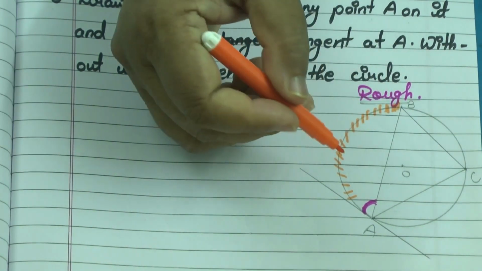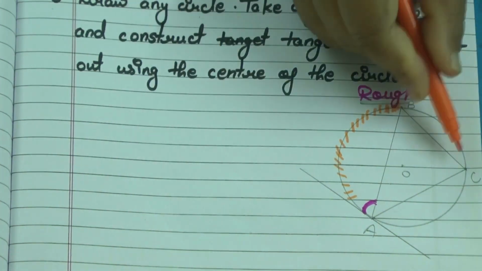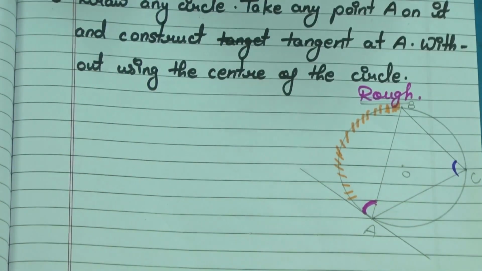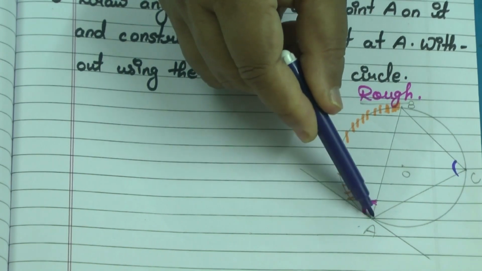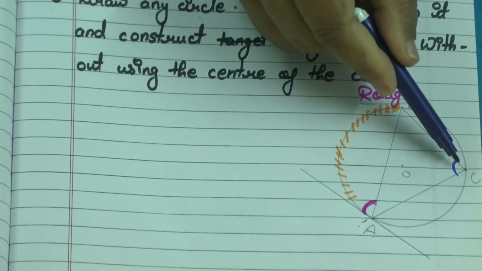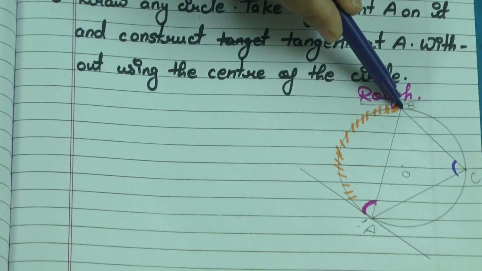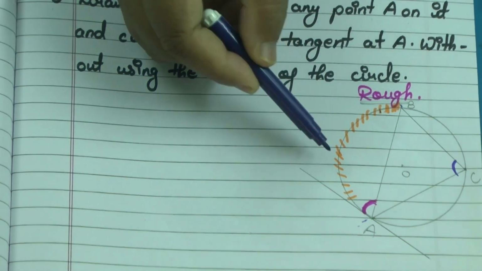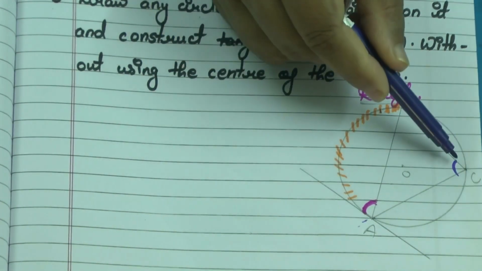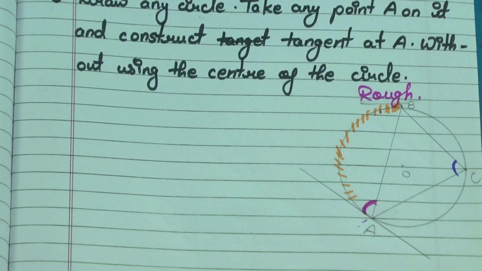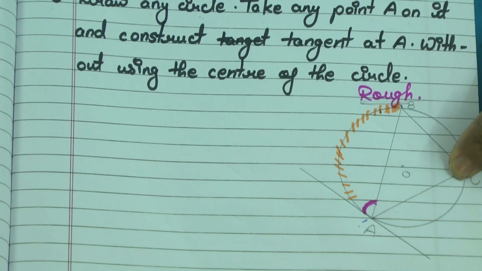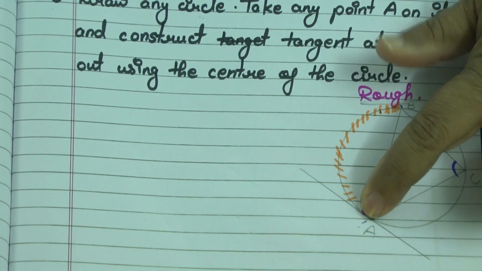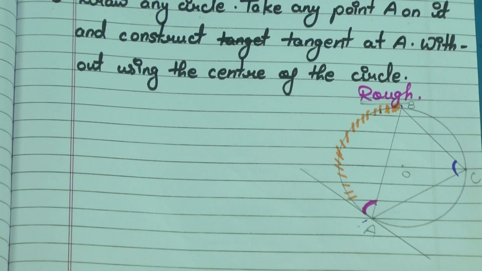Now if you go to C, angle C, the side of angle C is ending here and ending at B. The angle C is also intercepting the same orange arc and therefore this angle is equal to this angle by inscribed angle theorem. So this is the rough diagram. Equal to this angle, we have to draw an angle here without making use of center.